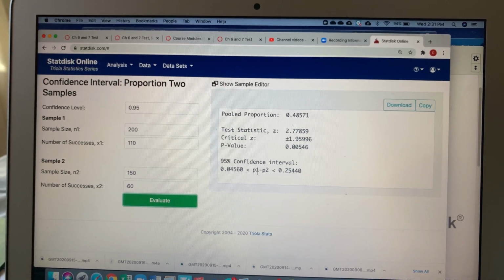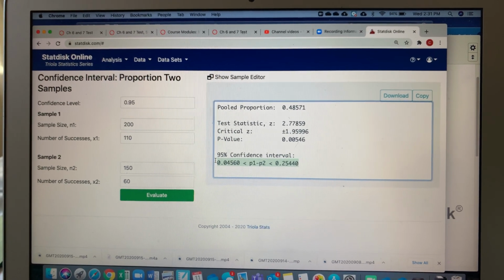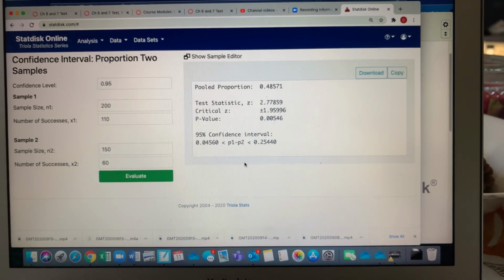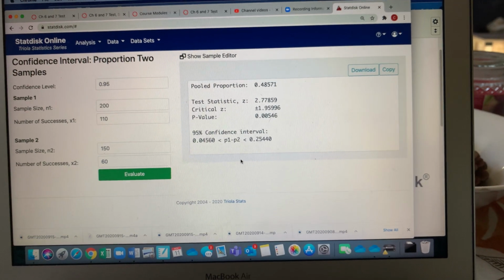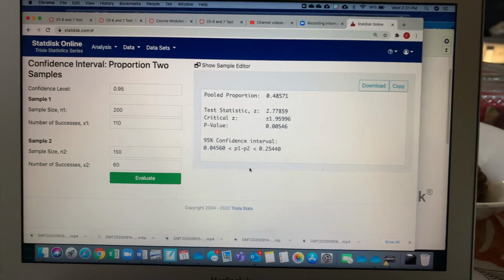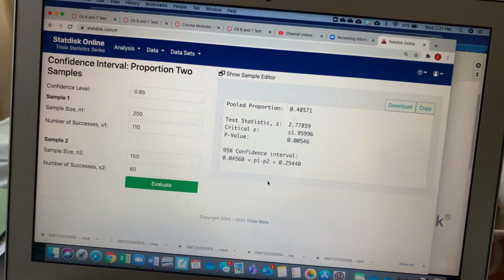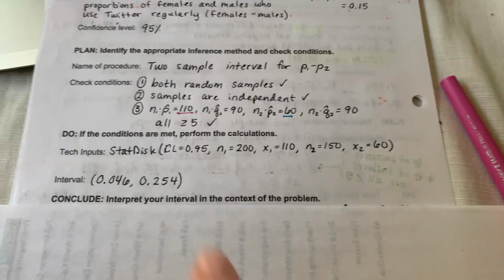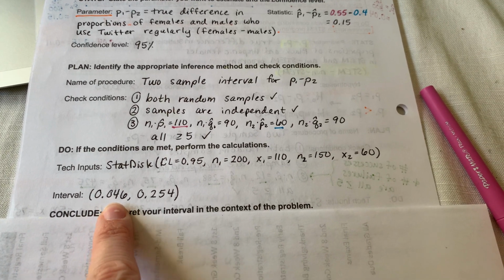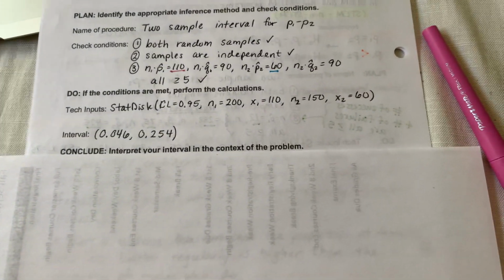So when I evaluate, I'm looking for my confidence interval. It is right here, the 95% confidence interval. So I'm going to write down those 2 values. And it's safe to round to 3 decimal places whenever I am estimating proportions. Remember, whenever I'm estimating means or standard deviations, I have different rounding rules: I go one more decimal place than the original data. But for proportions, I always go to 3 decimal places. Again, I wrote down my inputs for StatDisk. My interval then is 0.046 to 0.254, rounding to 3 decimal places. So I'm ready to conclude.